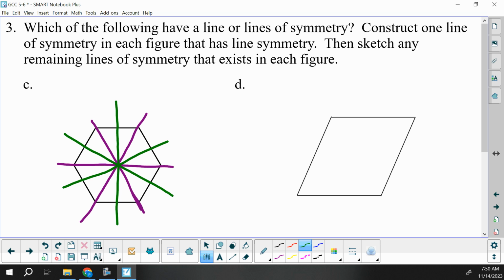We've got the 3 green ones that go through the midpoints, and then the 3 purple ones that go through the vertices. In this next one here, we've got a diagonal line of symmetry going this way that would cause it to fold over on itself. And then we've also got a diagonal line of symmetry going the other way. So lines of symmetry are any lines that would cause the figure to fold over on itself.